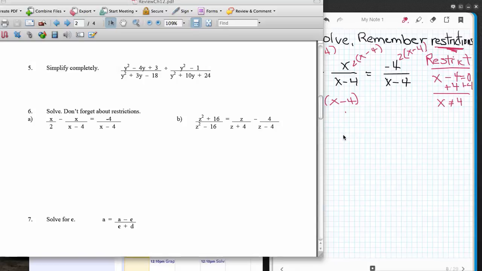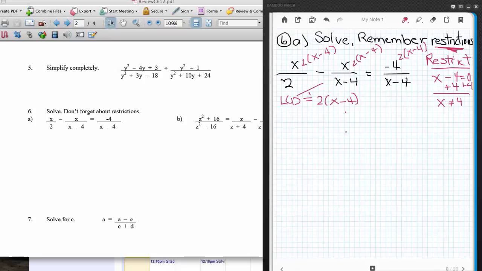All right, I'm going to pick up on problem number 6A from the review for Chapter 12 of Lehmann's book. This is for Math 120 at Kenyatta College in the fall of 2015. So what I'm looking at here is problem number 6A, which is solving a rational equation.